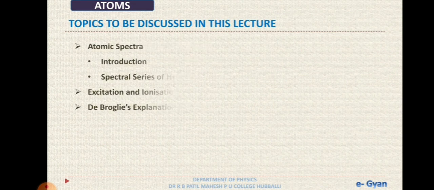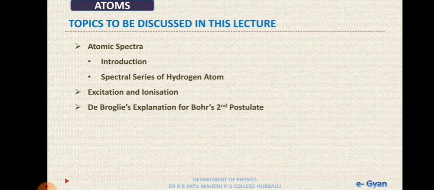In this lecture, we move further to discuss something called atomic spectra, which is obtained due to the emission of various numbers of photons when an electron makes a transition from a particular energy level to a lower energy level. It leads to a series of spectral lines. So hence we will discuss the spectral series of hydrogen atom.